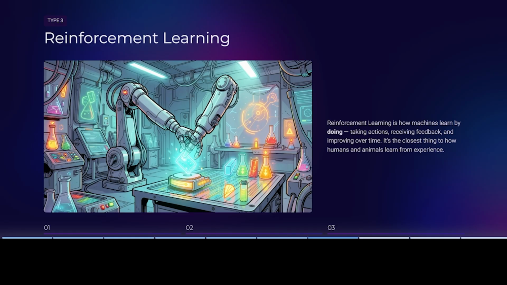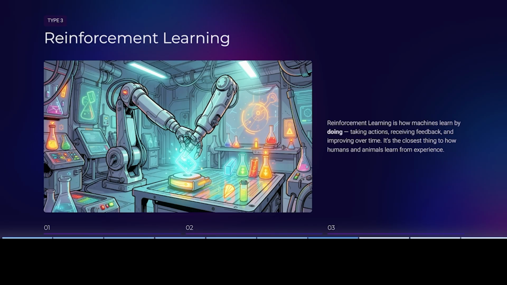Think about learning to ride a bicycle, okay? At first you fall many times, right? But every attempt teaches you something. Eventually, you learn how to balance and how to ride successfully, right? Machines also learn in the same way. They perform actions, they receive feedback, and then they improve their decisions over time, okay?